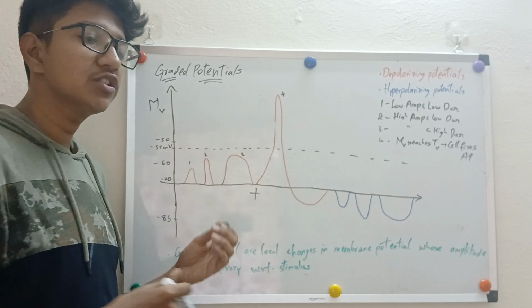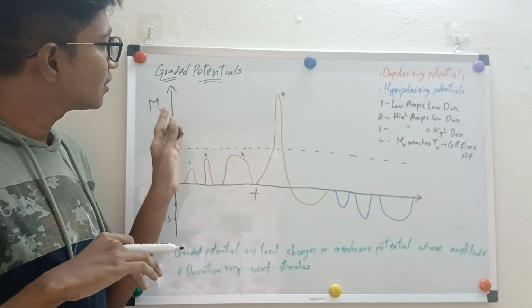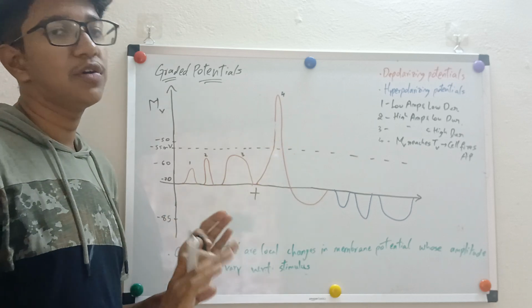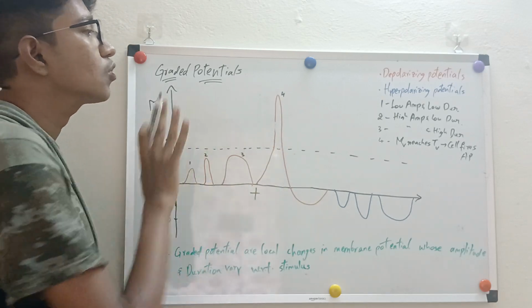Whereas the action potential propagates over the entire length of the axonal membrane, graded potentials decay over a certain period of time. They only transfer up to certain cells. That's why these are called local changes.